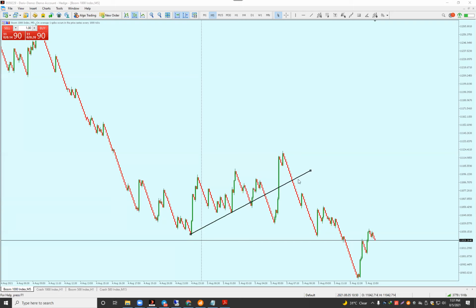Yes, but in that case, it broke point C. So what should we do there? Wait. When you want to enter here, what is your target for this entry point? Target means how much you want to earn from this entry point. For example, $10. You want to earn $10, right? Minimum, how much is your risk? $3. But it depends upon your lot.